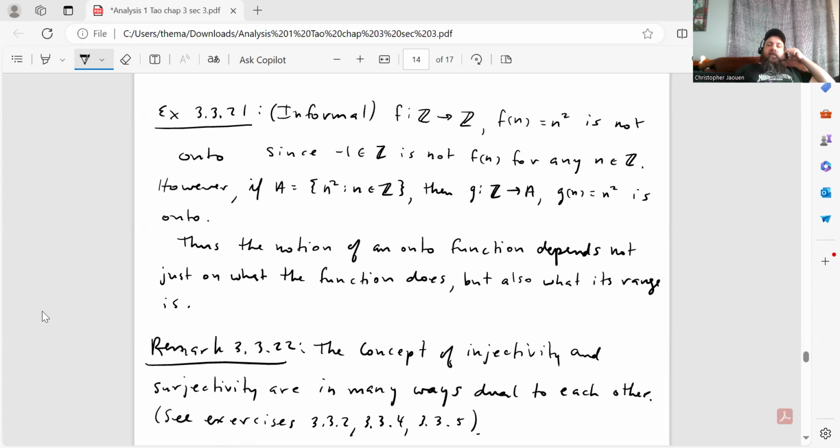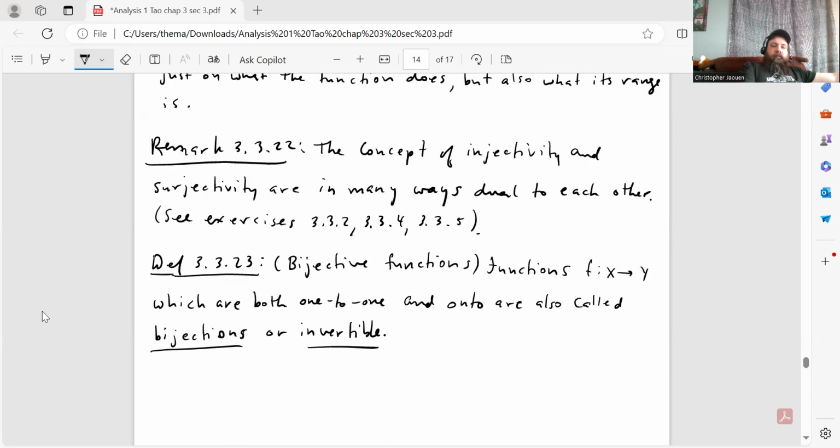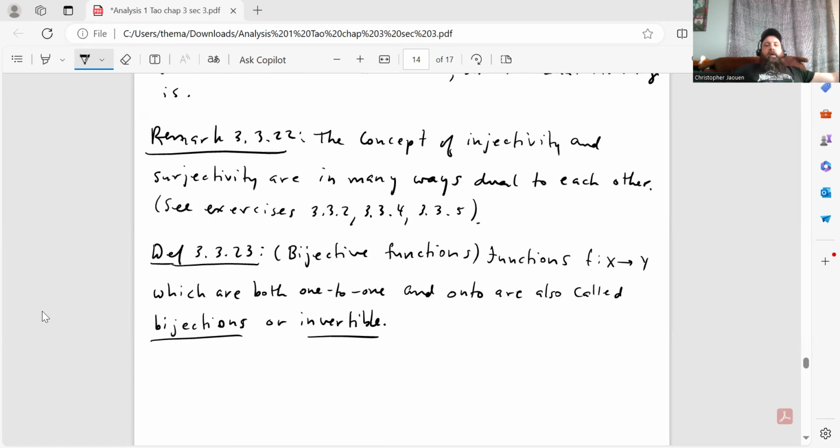Thus, the notion of an onto function depends not just on what the function does, but also on what its range is. Right, remark 3.3.22. The concepts of injectivity and surjectivity are in many ways dual to each other. We talked about concepts being dual to each other in a previous section, but he says see exercises 3.3.2, 3.3.4, and 3.3.5. So we'll do those exercises when we get to the exercise set.